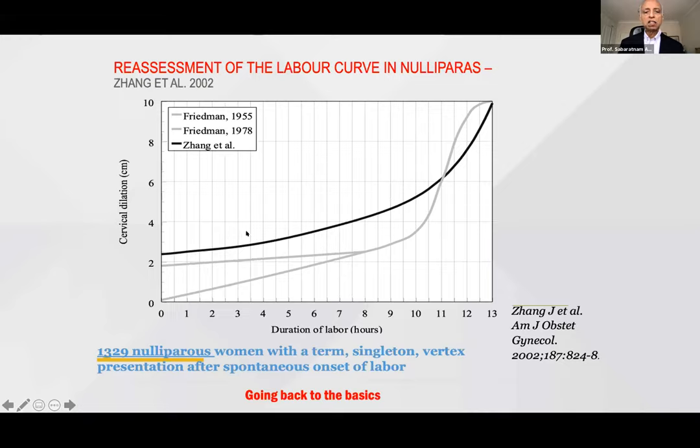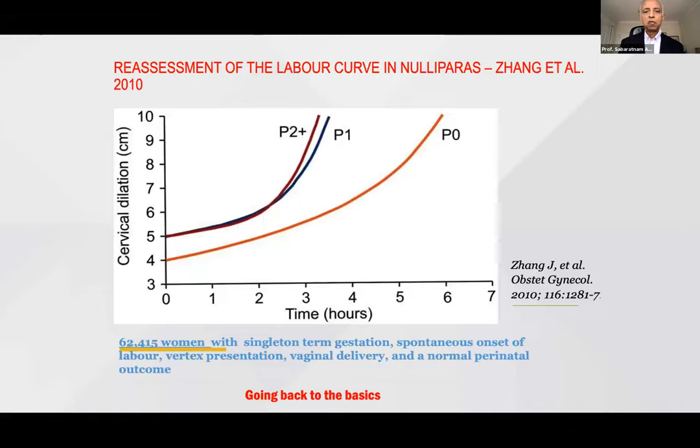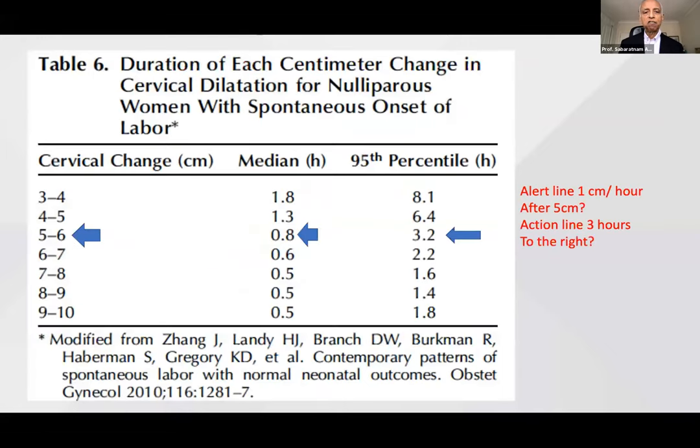So he challenged the view that we are starting labor early or acting early, and therefore we are augmenting many. Now, he followed up with another study in 2010 with 62,000 women, dividing nulliparous women from multiparous, those who had delivered 1 baby versus 2 babies. And if you watch very carefully, up to 5 centimeters, the labor is very slow. So this really stimulated people to look at it very carefully.